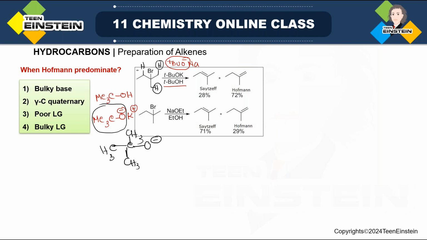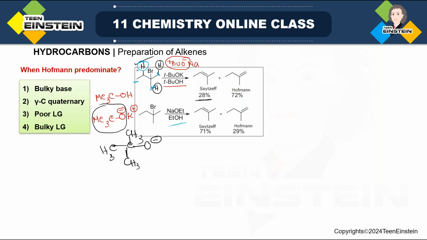This is different. So when this hydrogen is removed, you get the more substituted product, which is Saytzeff, but it is only 28%, because t-BuO being bulky, it cannot approach the hydrogen. This hydrogen's approach is difficult because with this hydrogen there is further branching, but hydrogen from these two methyl groups is easier to capture because there is less steric hindrance. Okay, this is the reason.